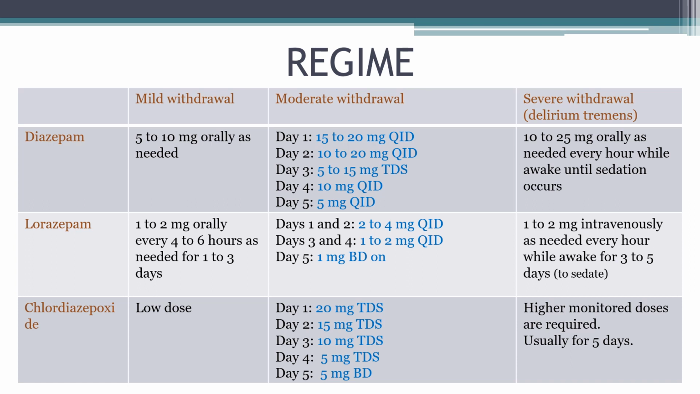Chlordiazepoxide is a long-acting benzodiazepine. In low dose, it is required in mild withdrawal. For moderate withdrawal, it is 20 milligrams TDS on day 1, then tapering it to 50 milligrams TDS, 10 milligrams TDS, 5 milligrams TDS, 5 milligrams BD on day 5, and then it can be stopped. A higher dose is required for severe withdrawal.